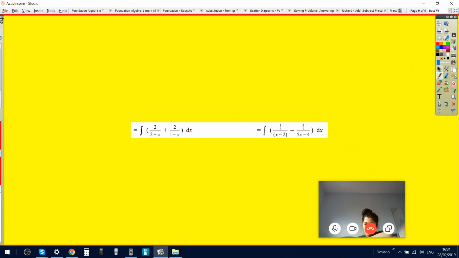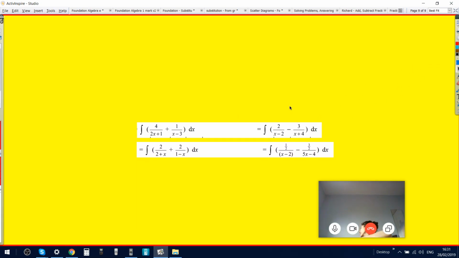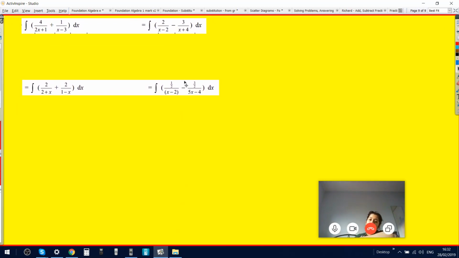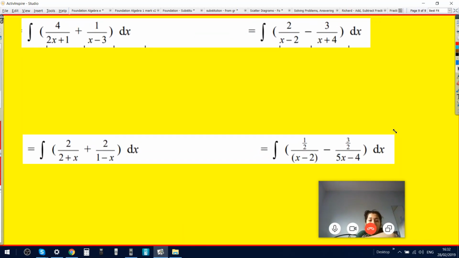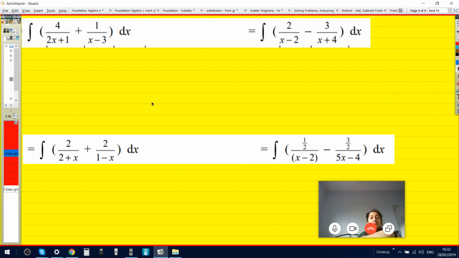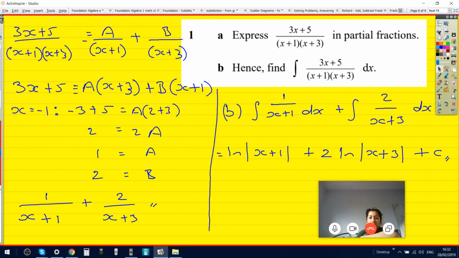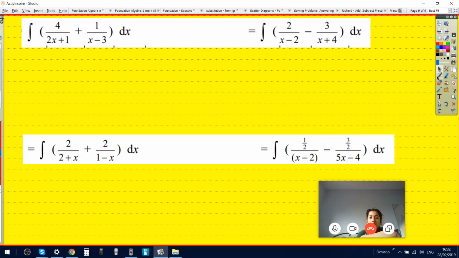Let's take a look. Okay, how do you do top left? Let me just check the previous one for a sec. Yeah, it's fine. How do you do top left? Is it just a 4 ln? 4 ln modulus 2x plus 1.